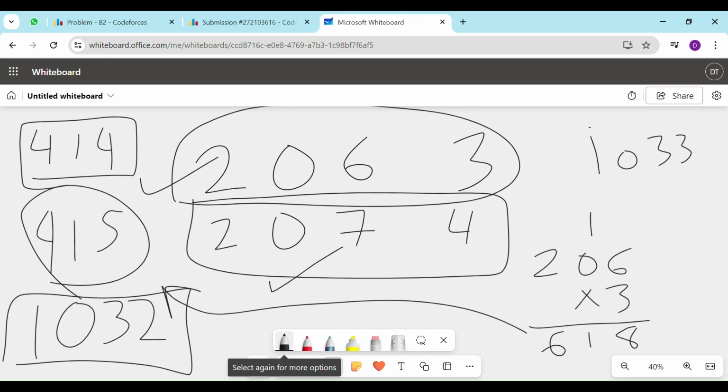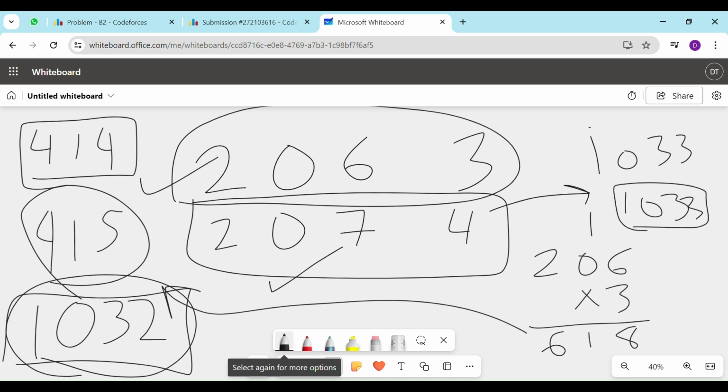But the optimal answer for this test case is 1033. How? If I pick only 2 of 206 and I pick 3 of 207, then I use 1033 coins, and that is my max. Now how to get this? Now by using the previous method, we have found 1032 coins as my sum, and I know that I have 2 of 207 left to purchase.